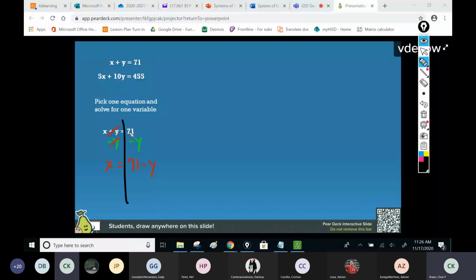And then on the right side, 71 and minus y are not like terms. So leave it like that, all right? Once you figure out this part, you know x is going to be 71 minus y. You're going to take this, plug it into the other equation, and replace x.